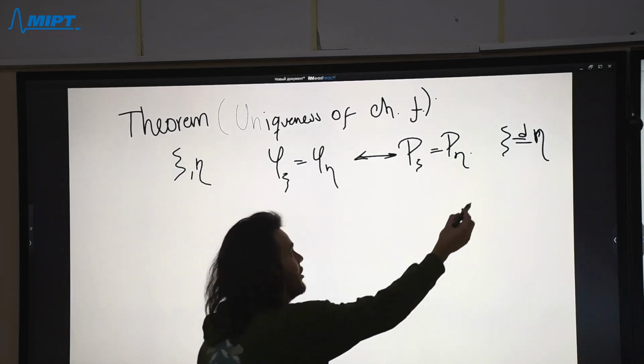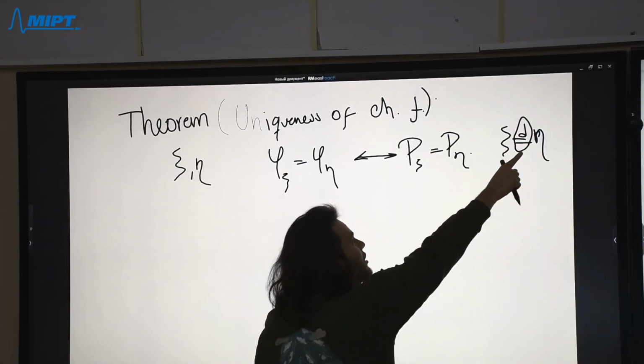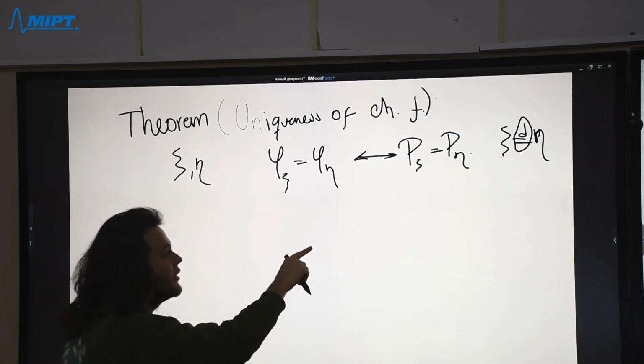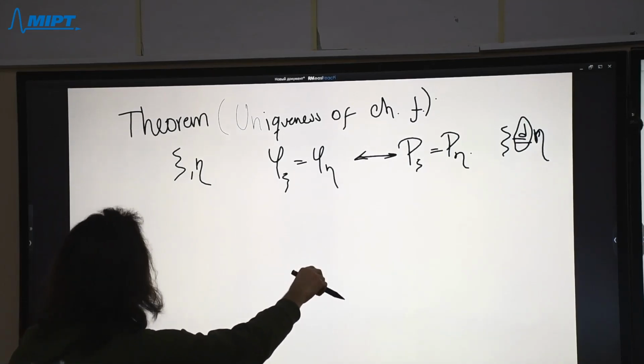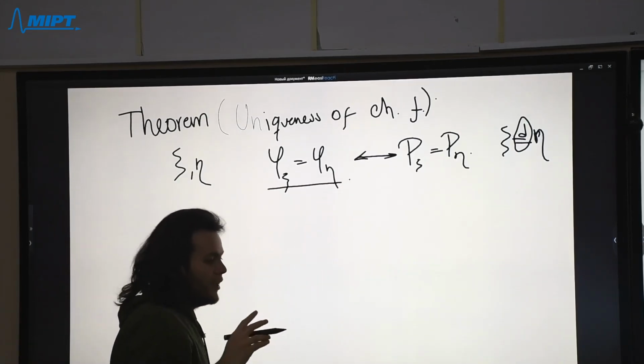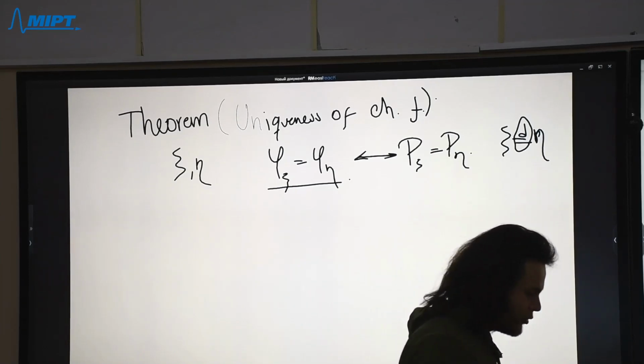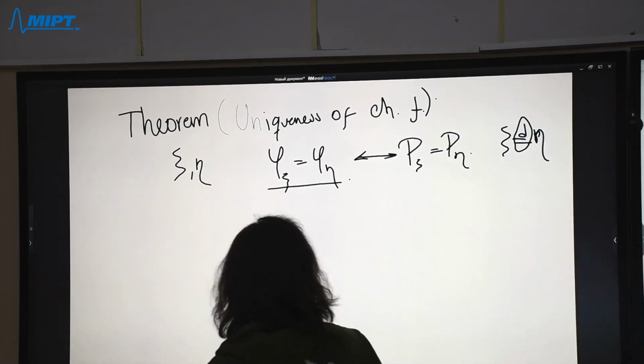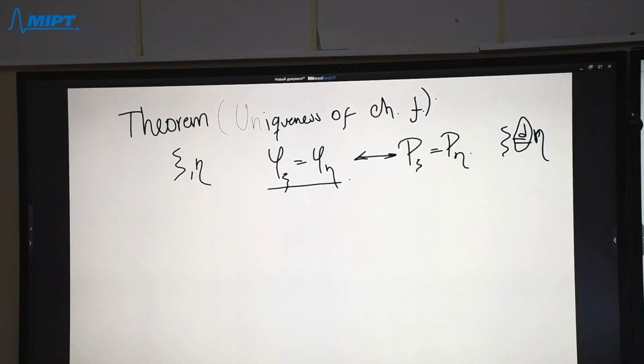So they are not equal, don't forget. It doesn't mean that they're equal. It means that they have absolutely the same distribution, right? So if for two random variables they have the same characteristic function, then it means that they have the same distribution, right?